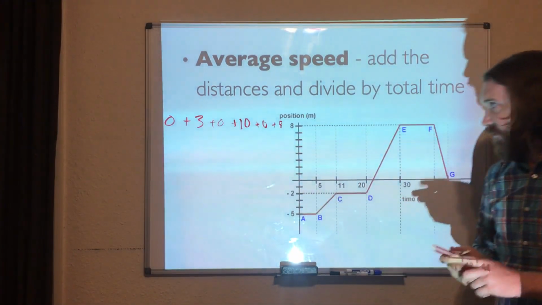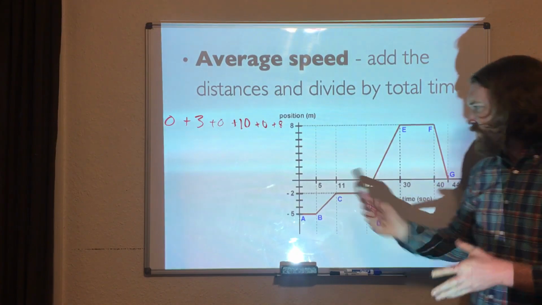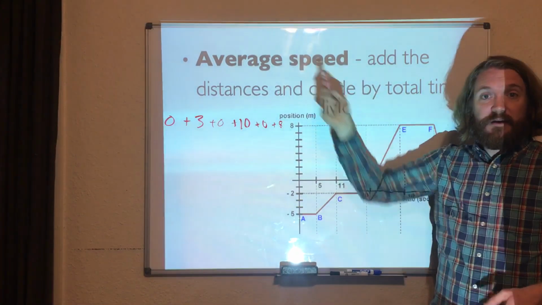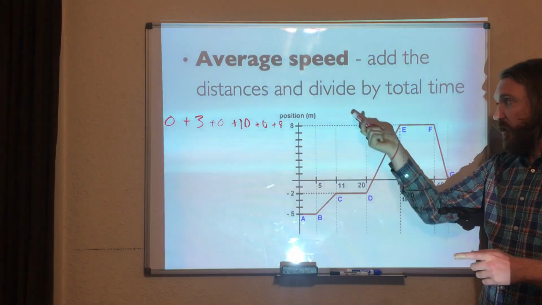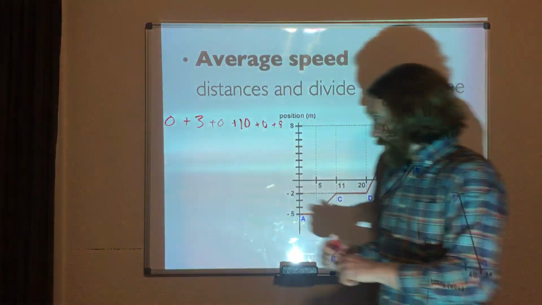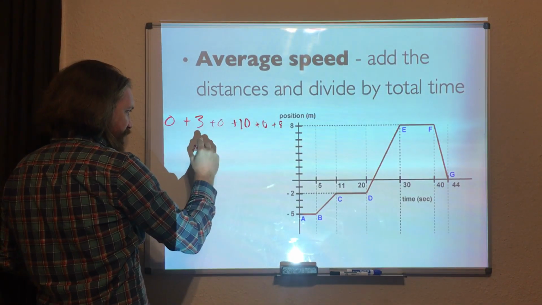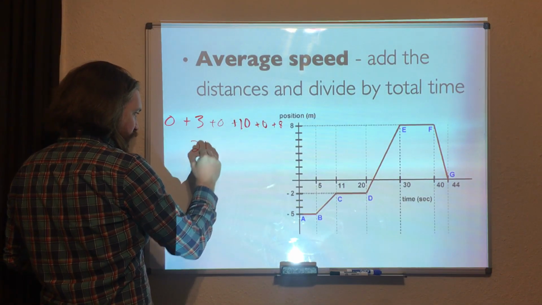It's a lot of writing. Now, remember, Mr. Norris, you're going down here. Yes, but this is speed, so we don't care if we are moving up or down. We just add them. So what we have here is 3 plus 10 plus 8, which gives us 21.